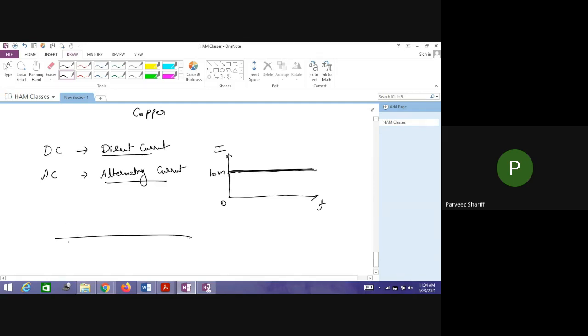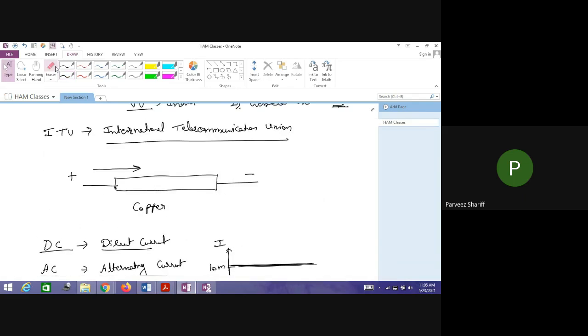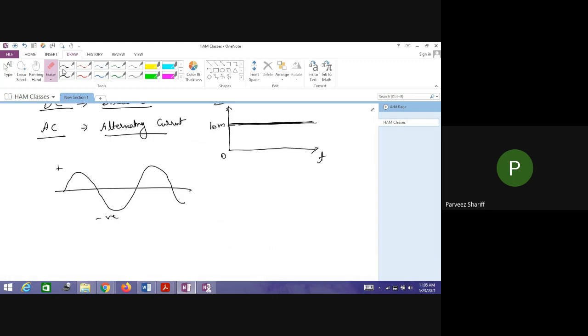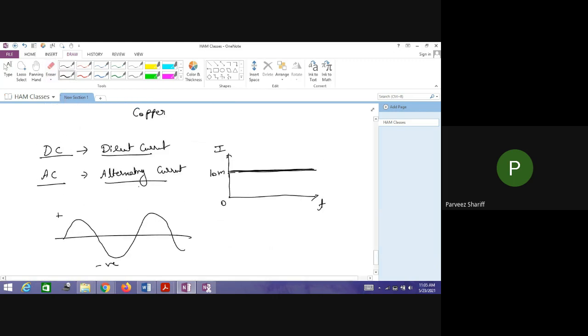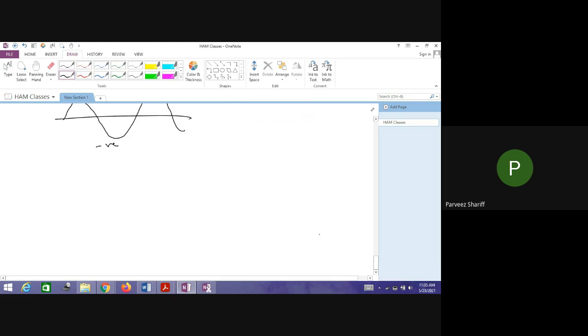Now alternating current is continuously varying in the form of a sinusoidal waveform. The current here is positive, and here it is negative. So this is the direct current and the alternating current. Likewise, two voltage sources exist, corresponding to DC current and AC current: we call them DC voltage and AC voltage. So let us draw the same conductor here.